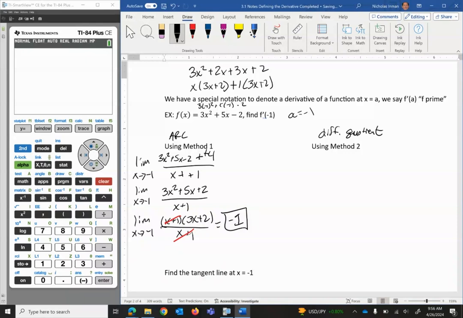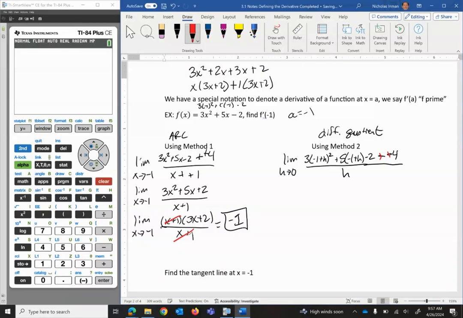All right, using the difference quotient method, that's the limit as h approaches 0. We take our big polynomial and we plug in our a plus h. So -1 plus h squared plus 5 times -1 plus h minus 2 minus the f of a. What did we get when we plugged in -1? We got -4, and then we divide by h. Now again, we can't just plug in 0 right away. We'd wind up with 0 in the denominator. Can't do that. So we have to try to simplify.